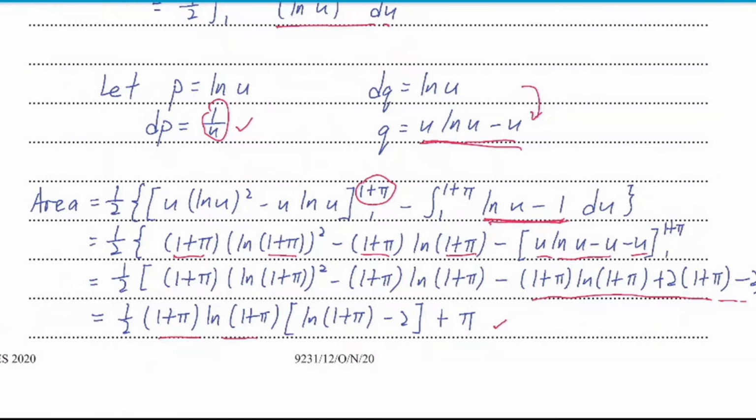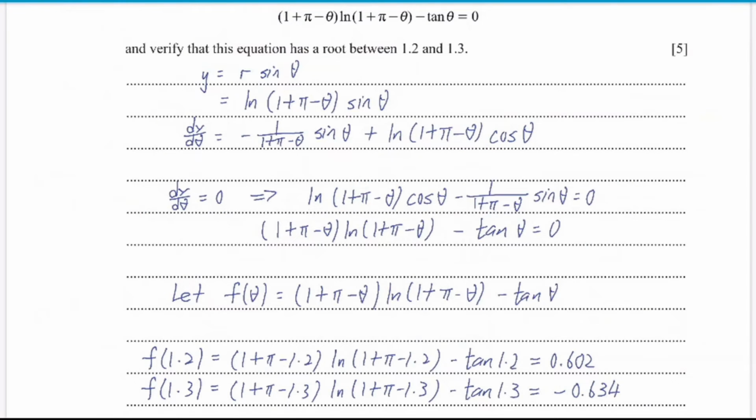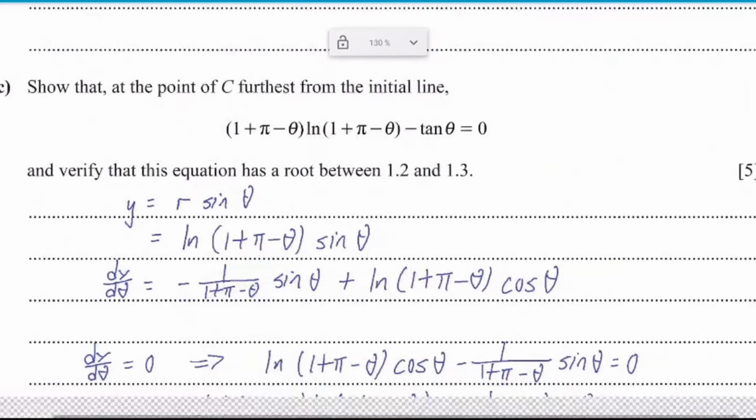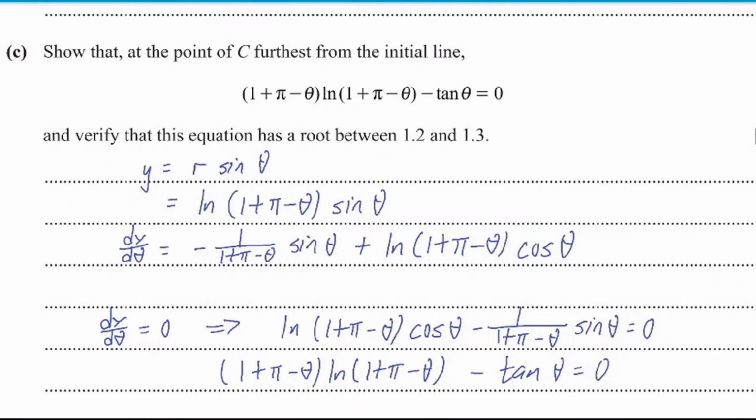Right, so let's look at the next one. Another calculus question again. Show that the point C is furthest from the initial line. We have something like this here. Then verify this equation has a root between 1.2 and 1.3.